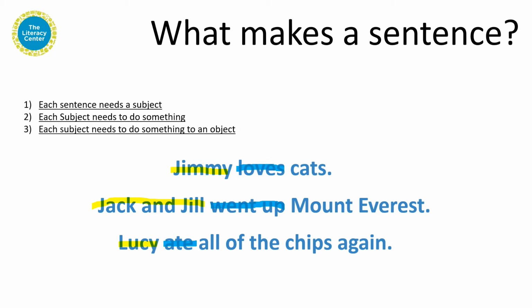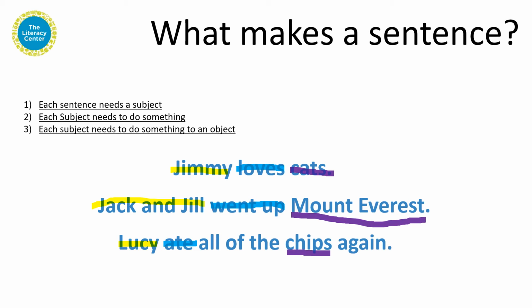Okay, and now finally, we have to figure out what they're doing these things to. So Jimmy is loving. Okay, but what is he loving? Well, he's loving cats. That's a really dark highlighter. Okay. Jack and Jill, what are they doing? Well, they're going up, or they have been up Mount Everest. I'm gonna underline that one. Okay, Lucy is eating. What is she eating? Well, she's eating all of the chips.